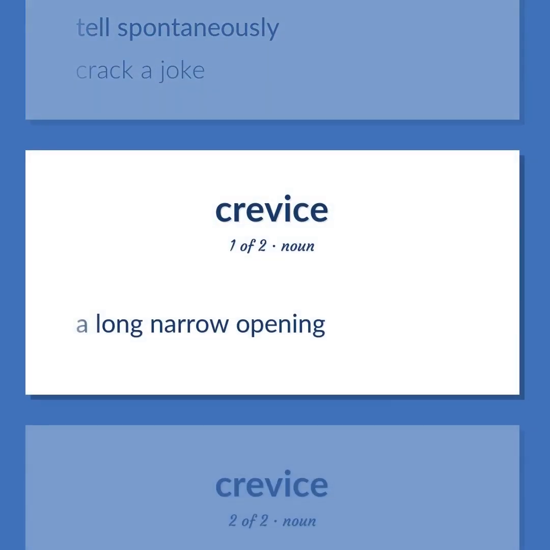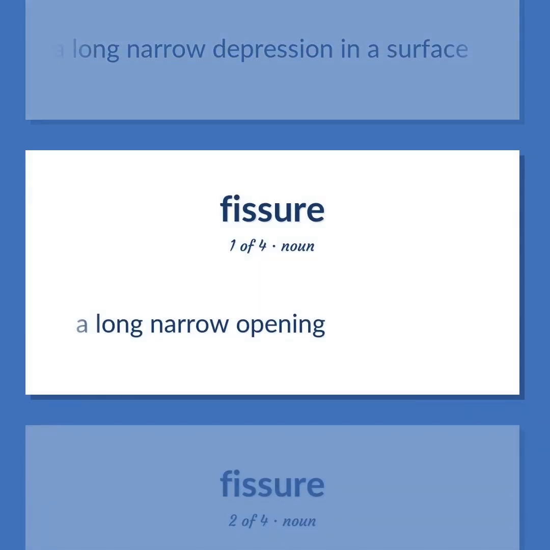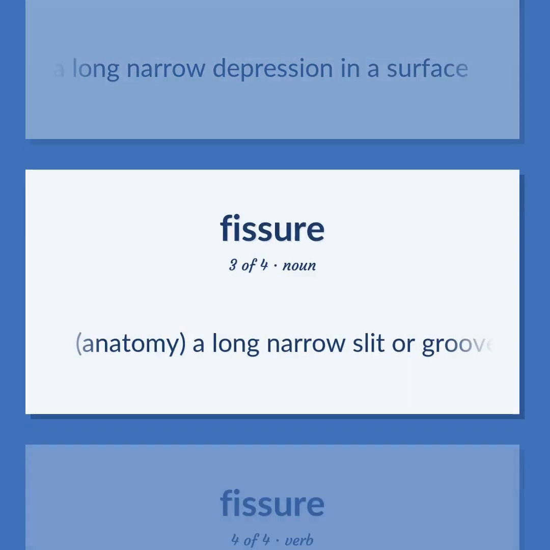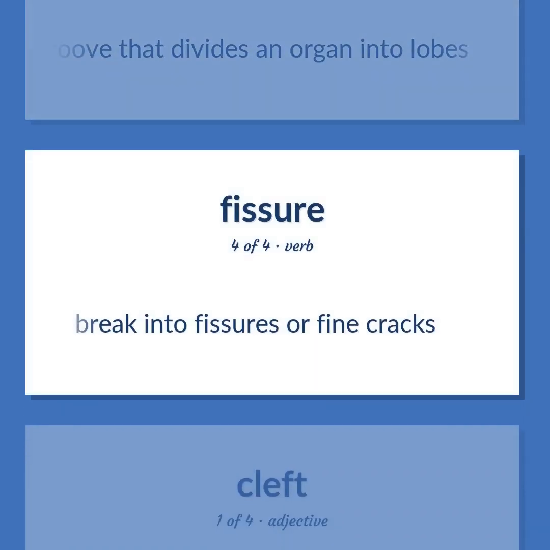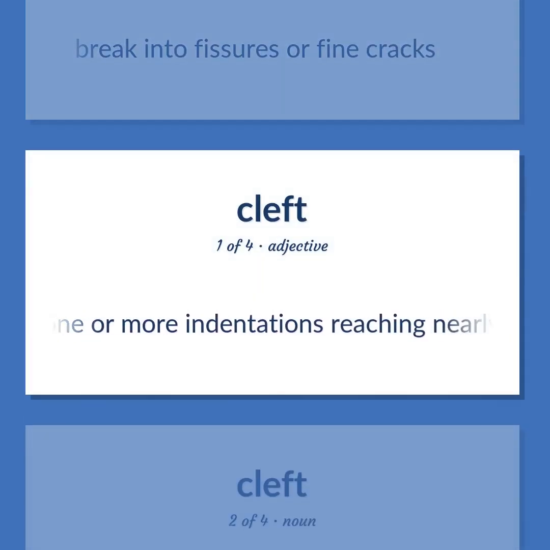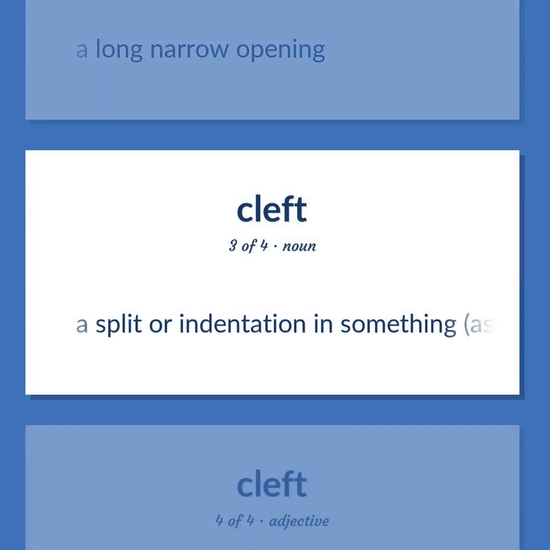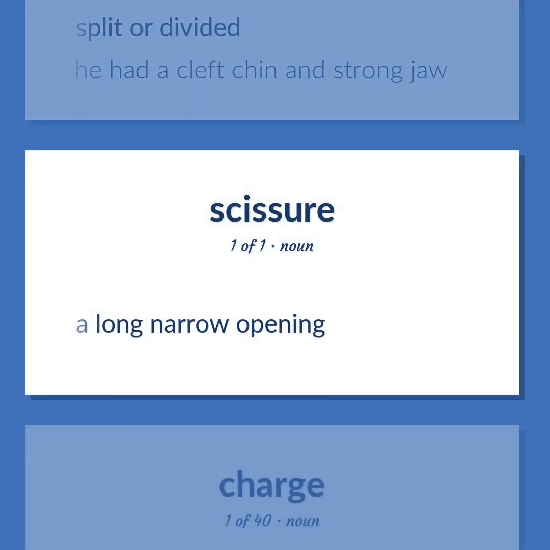A long narrow opening. A long narrow depression in a surface. Anatomy. A long narrow slit or groove that divides an organ into lobes. Break into fissures or fine cracks. Having one or more indentations reaching nearly to the midrib. A long narrow opening. A split or indentation in something, as the palate or chin. Split or divided. He had a cleft chin and strong jaw. A long narrow opening.